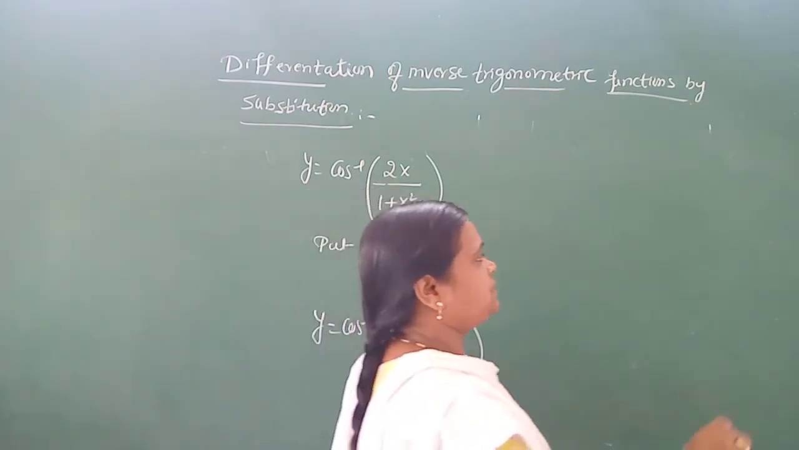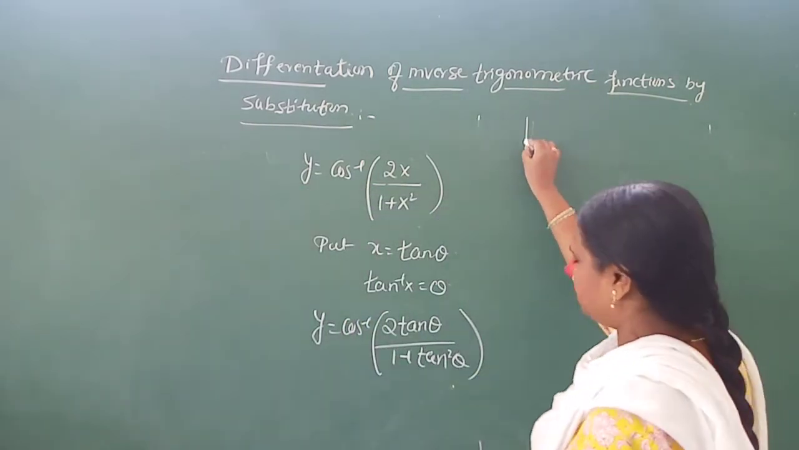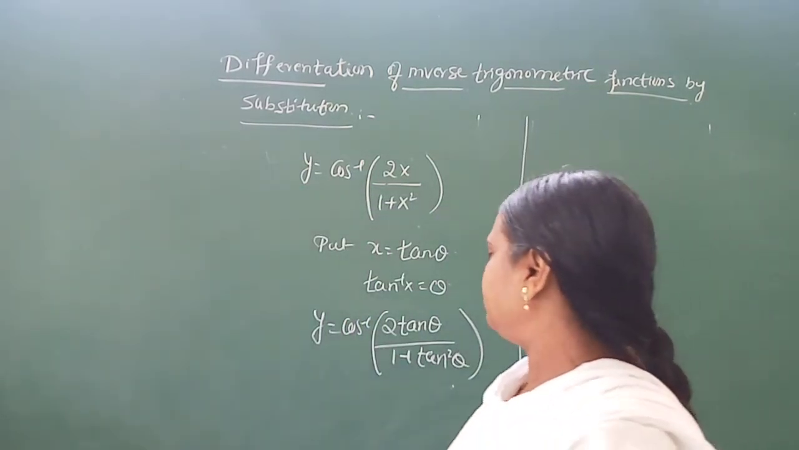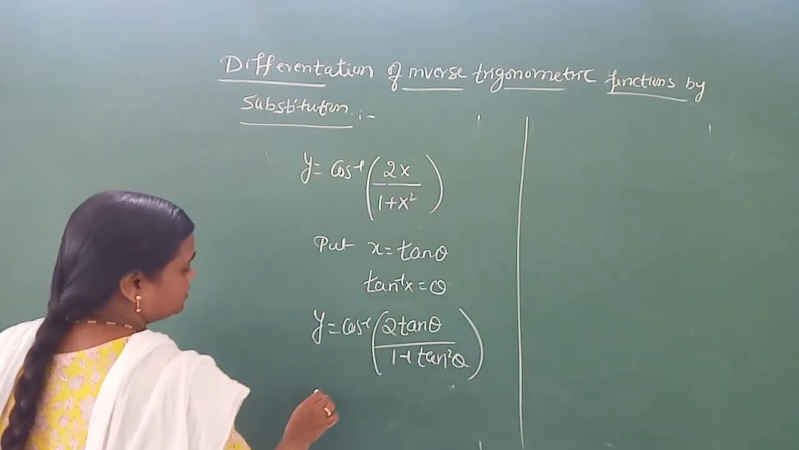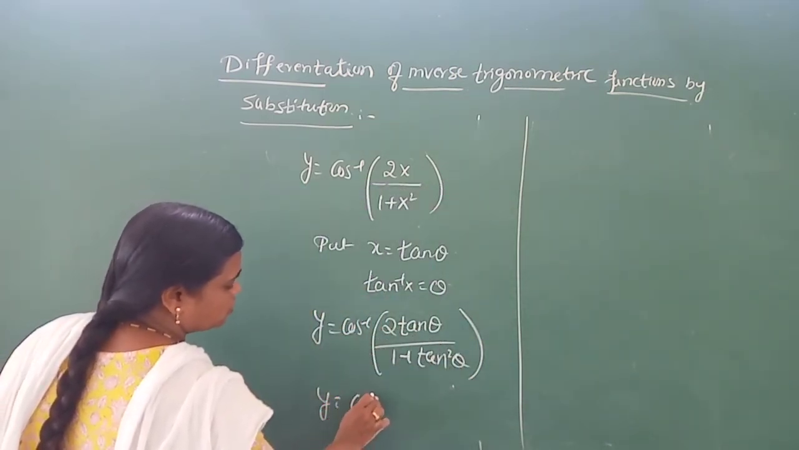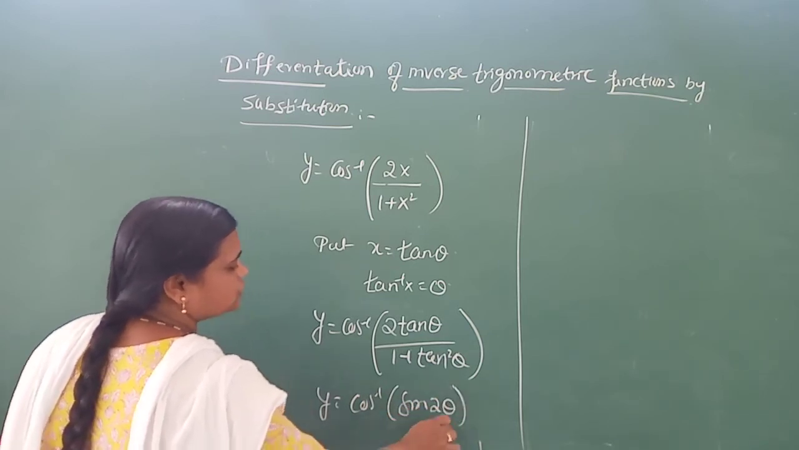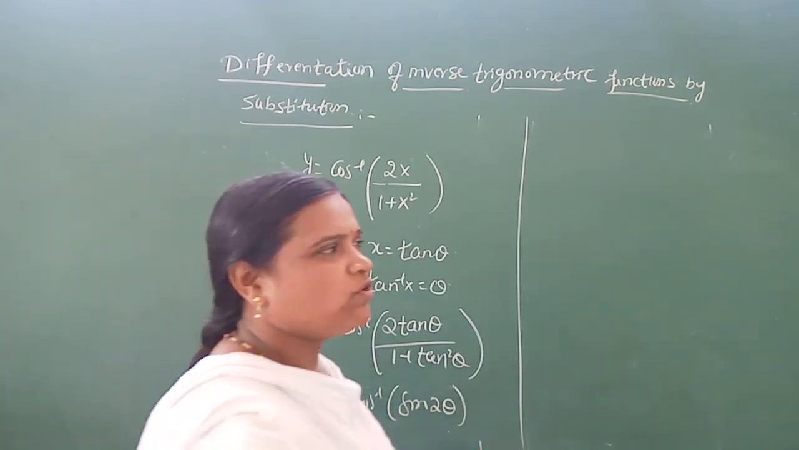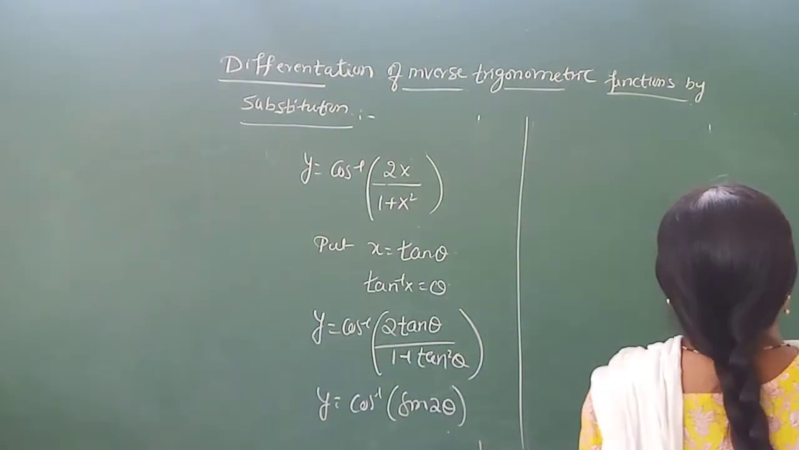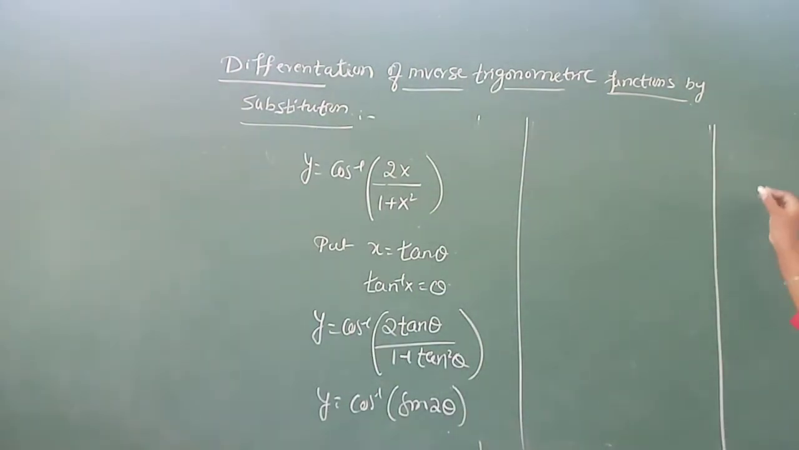Okay, and just now in the very first example I solved, what does 2 tan theta divided by 1 plus tan square theta represent? Sin 2 theta. So we have cos inverse of sin 2 theta. But we don't have the formula for cos inverse of sin. But see, cos inverse of sin theta.